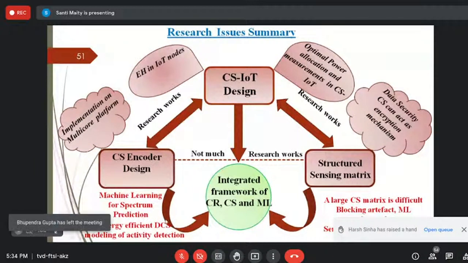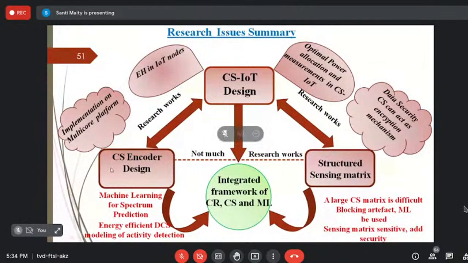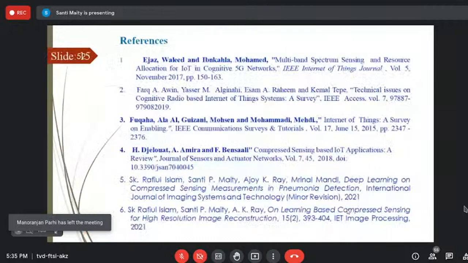So that's all I would like to say, that in future there may be an integration of compressed sensing, IoT, machine learning, cognitive radio, all in a single platform, and that way application-specific design can be done. Thank you so much. I think I took too much time.